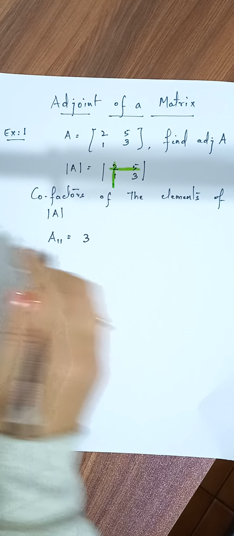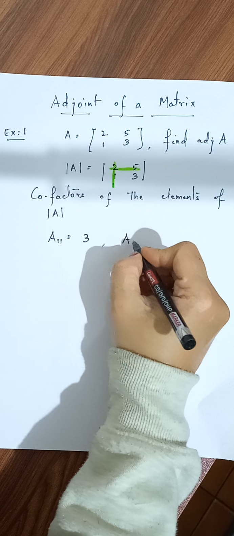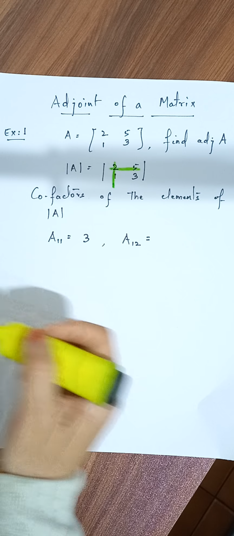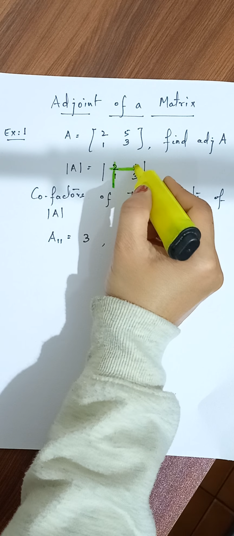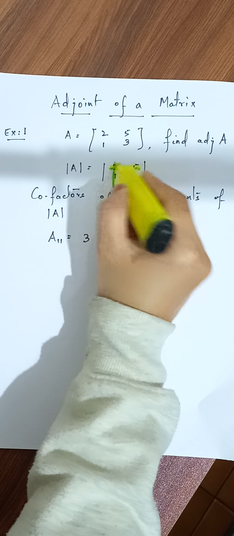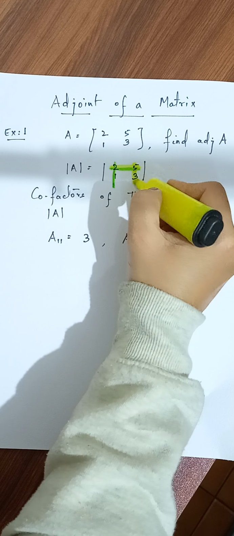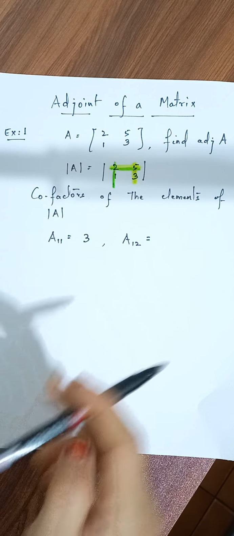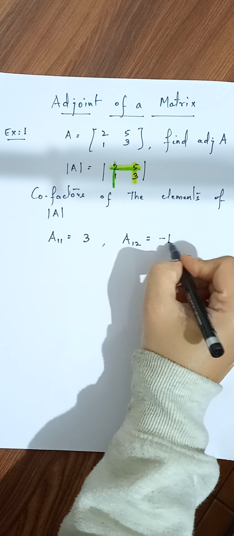Now moving ahead, if we have to find out the value of A12, that means cofactor A12, we are talking about the first row second column element, that means this element. So we cover these two parts. Now we are left with this element 1 here. But a negative sign should come here.